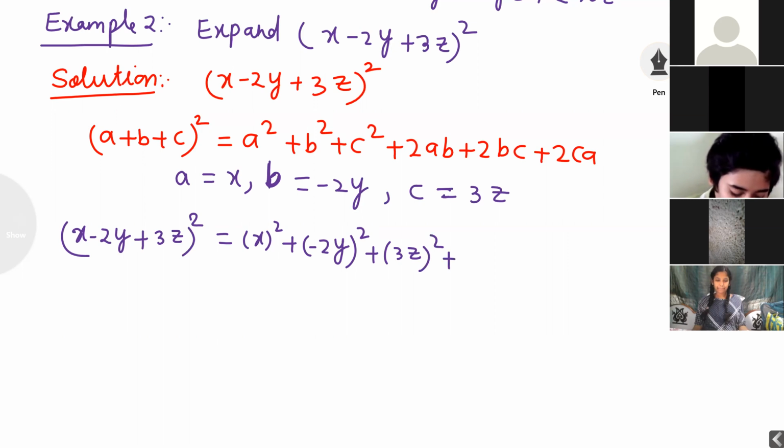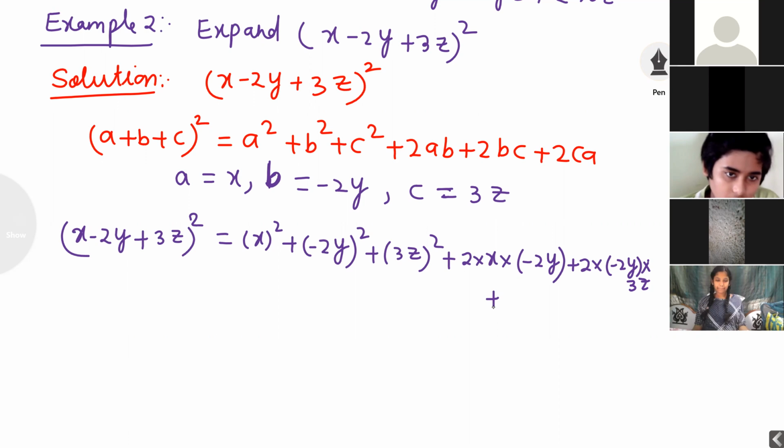2 into the value of a is x, the value of b is minus 2y. 2ab plus 2bc. 2 into the value of b is minus 2y into the value of c is 3z. Plus 2ca. 2 into the value of c is 3z into the value of a is x.